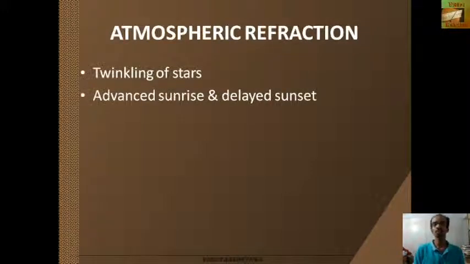Now, advanced sunrise and delayed sunset. This is also caused by refraction. Hence, the apparent position of the sun appears to be shifted. In the case of advanced sunrise, the sun is visible 2 minutes before the actual sunrise. The actual sunrise is the time when the sun actually comes to the horizon. Similarly, in the case of sunset also, it stays visible 2 minutes after the actual sunset has occurred.